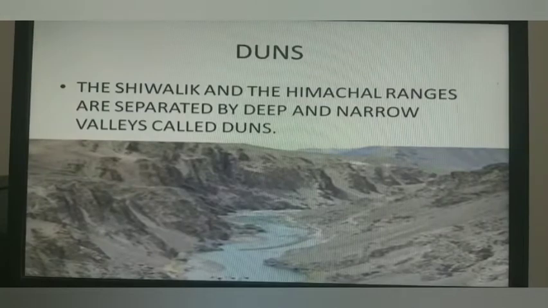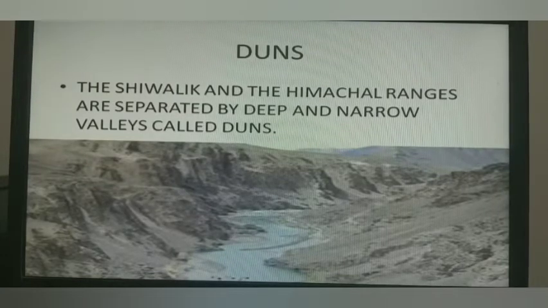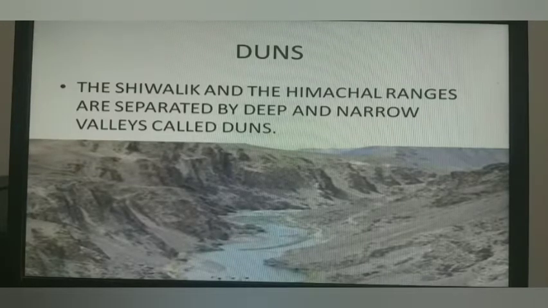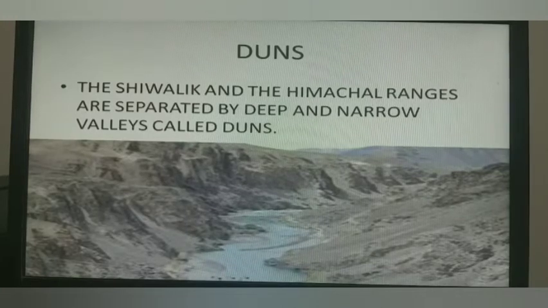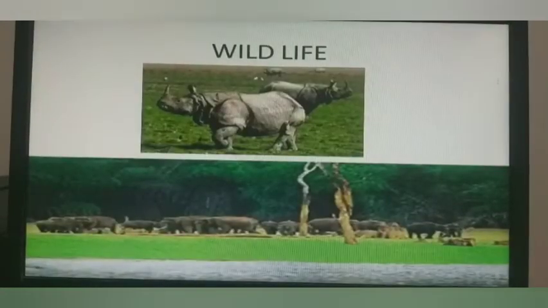The Shivalik and the Himachal range are separated by deep and narrow valleys called dunes. Dehradun is one of them. These slopes are covered with thick forest and a variety of wildlife is found in this area. Much land is used for growing crops like rice, potato and maize.